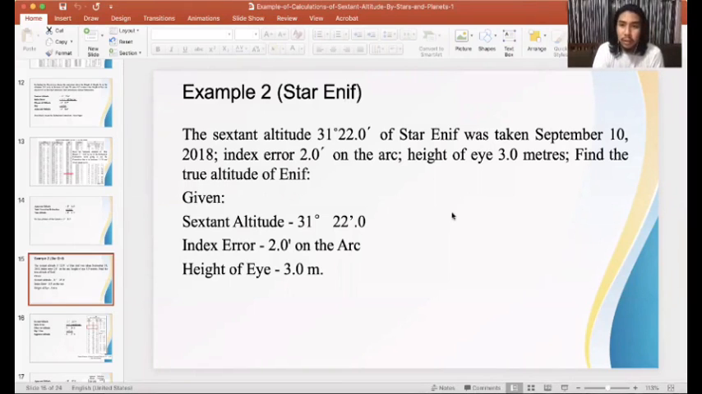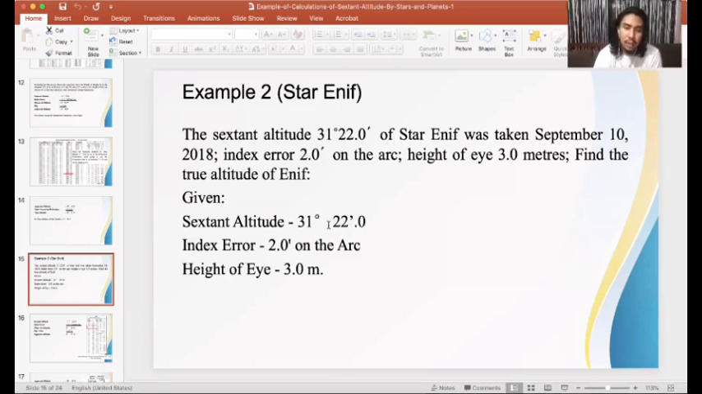I'm Cadet Lim Adrian Gabriel, and I'm ready to continue Cadet Monte's report on how to calculate the true altitude of a star. So here in example number 2 of star NF, sextant altitude is 31 degrees and 22.0 minutes. The star NF was taken on September 10, 2018. Its index error is 2.0, and the height of eye is 3.0 meters. So we need to find the true altitude of NF.